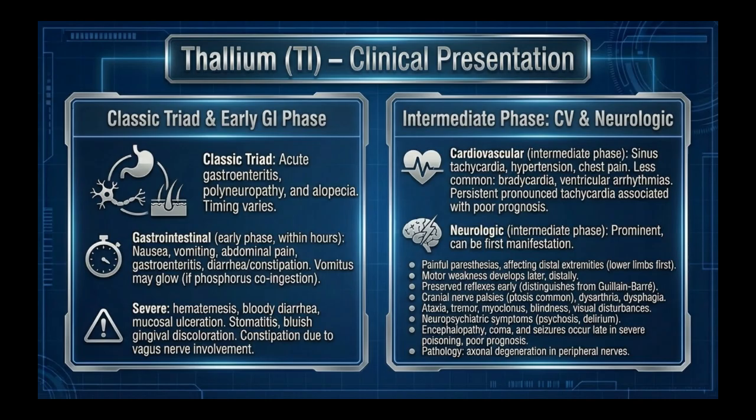Thallium poisoning can cause a variety of clinical manifestations because it spreads widely throughout the body. The classic triad of findings includes acute gastroenteritis, polyneuropathy, and hair loss. The timing and order of these symptoms can differ based on how severe and long-lasting the exposure was, with some patients not showing symptoms until days or even weeks after ingesting thallium. In the early phase, typically within hours of exposure, gastrointestinal issues are common. These can include nausea, vomiting, abdominal pain, general gastroenteritis, diarrhea, or constipation.